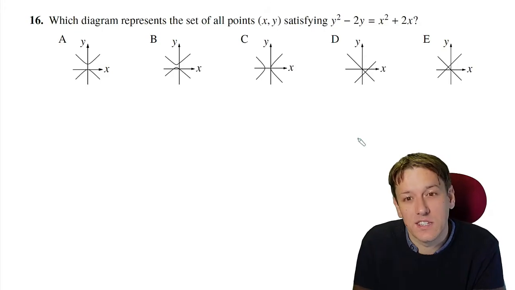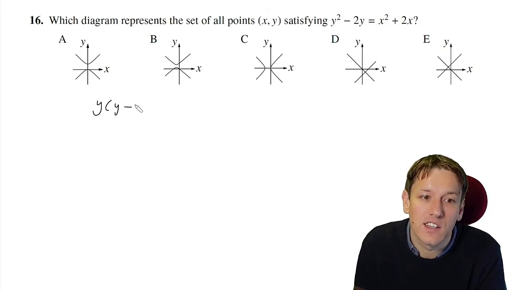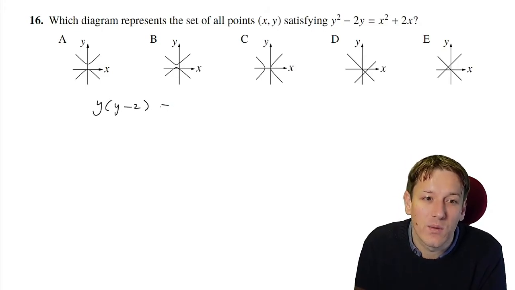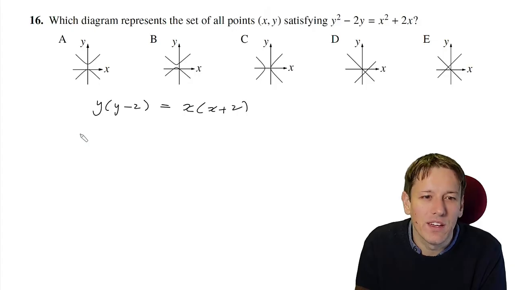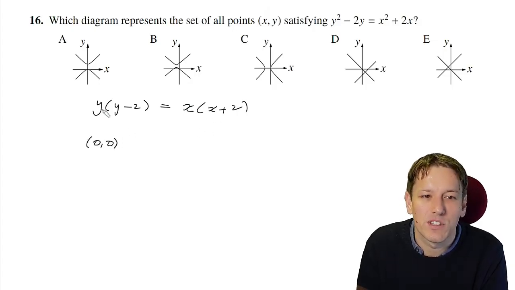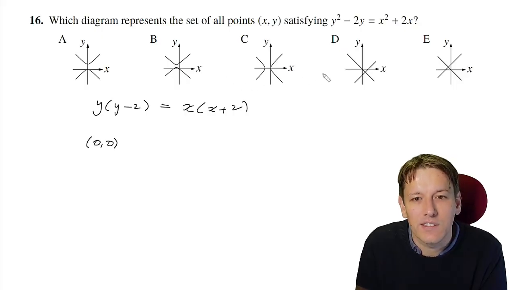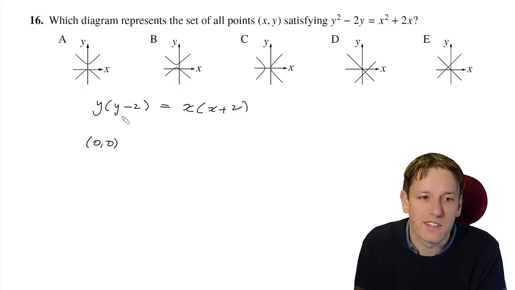So perhaps the most obvious thing to do here is just to factorize each side of this equation and say y minus 2 is equal to x times x plus 2, and now I can see I can get 0 equals 0 here by either making x equals 0 and y equals 0. So 0, 0 must lie on here, and in fact 0, 0, the origin is on all of these, so that doesn't help us too much.